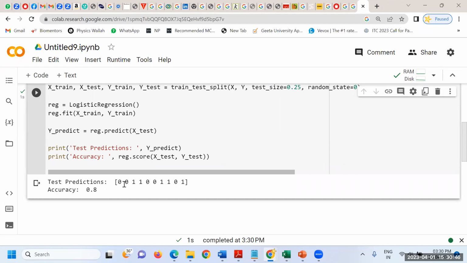Now we are going to predict. So here, this is the prediction. That is the test data that we have predicted. These were the test data, and this is the accuracy. So this is good accuracy, assuming that the data are.